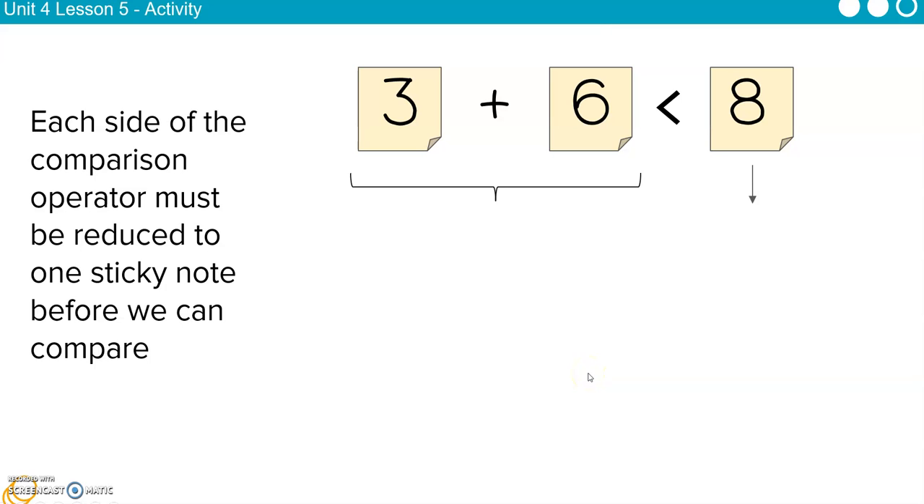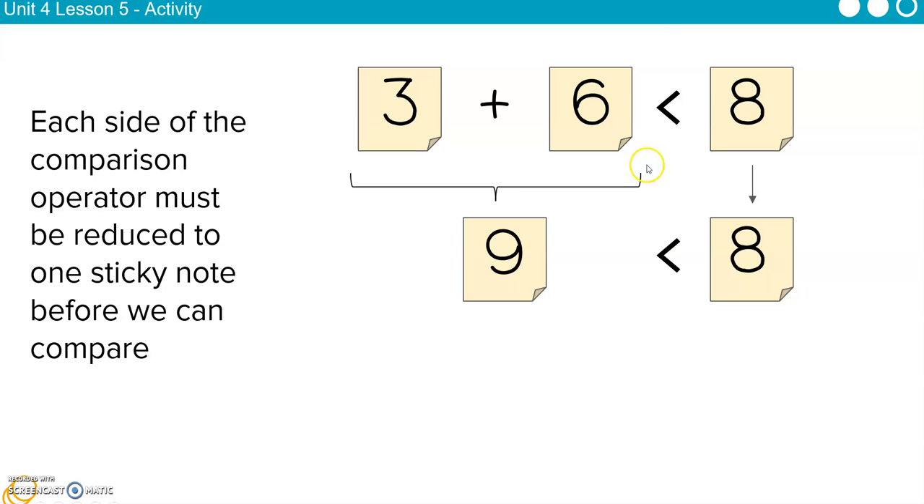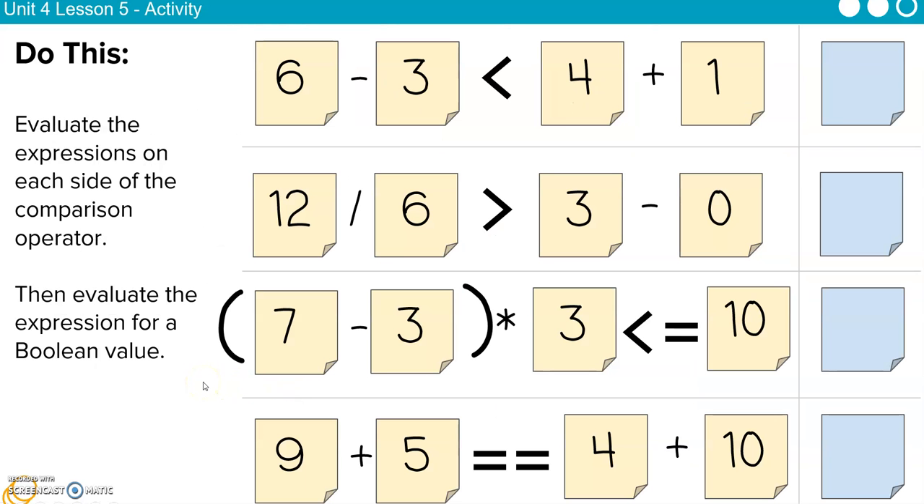If you were to solve this, what we're looking for is a true or false at the end. We have to evaluate 3 plus 6, which would become 9, and then we compare: 9 is less than 8. That is false, so that's what that comes out to. You can work your way through all of these. Basically, you just do the math first.